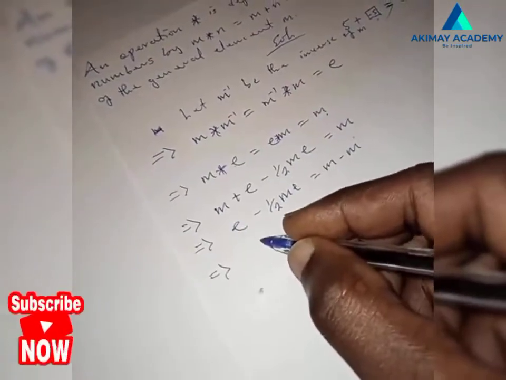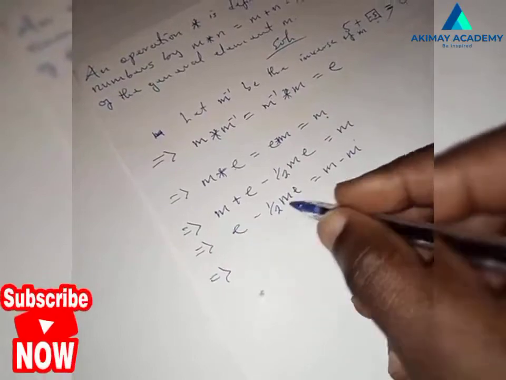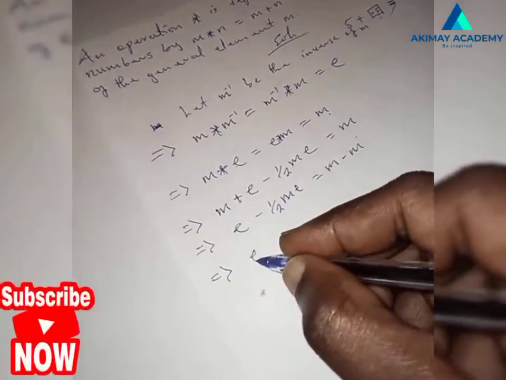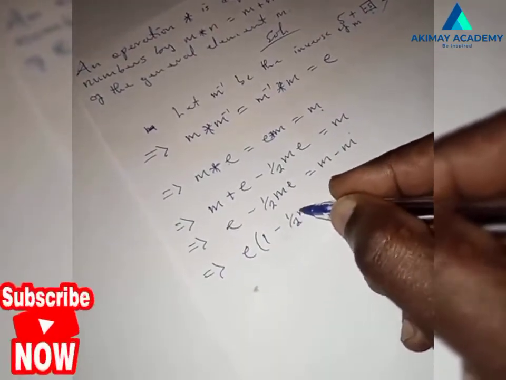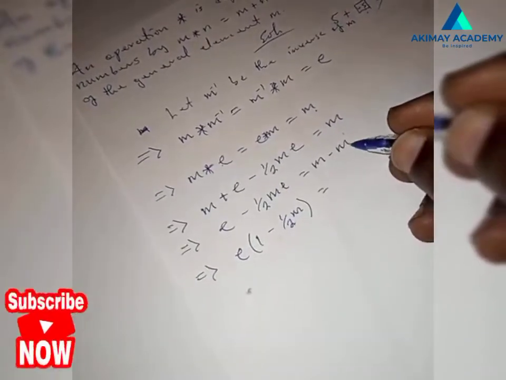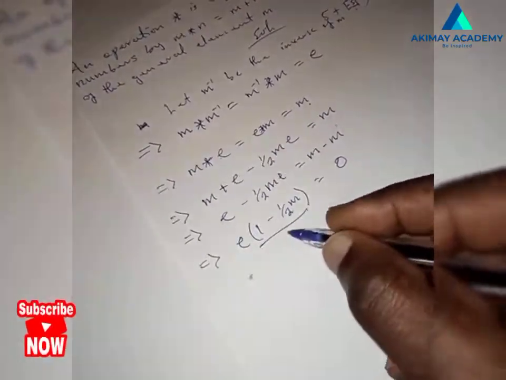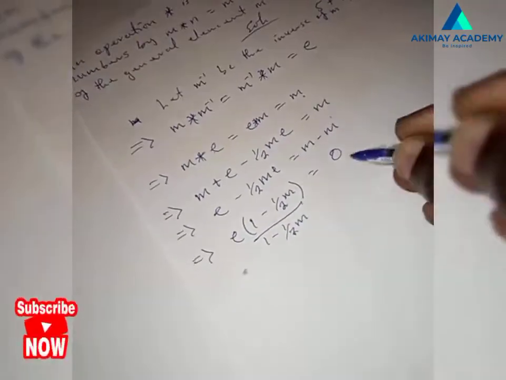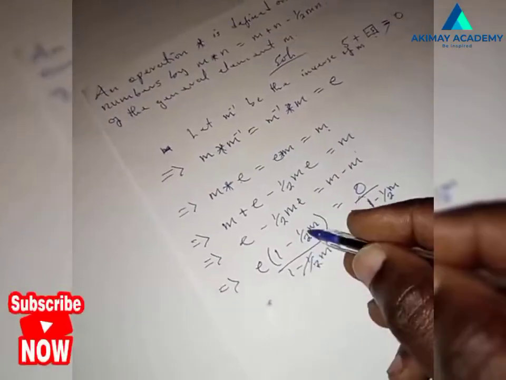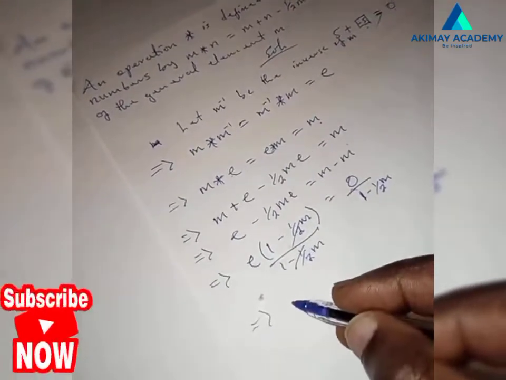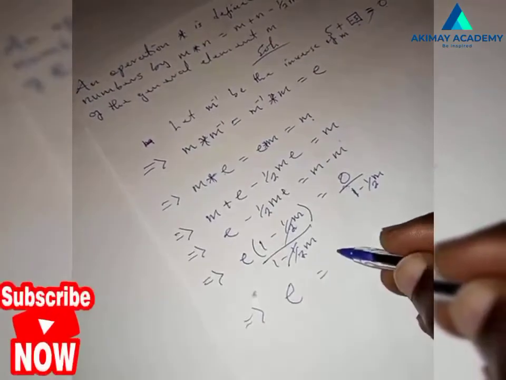Then we proceed to the next line. Because we have E here, and we have E also here, we factor E out. Then here we are left with 1 minus 1 over 2 M, equals M minus M, which gives us 0. So what do we do? We divide both sides by 1 minus half M, so this one will cancel this one off, and therefore our E, which is the identity element, is equal to 0. So the identity element under this system, which has been given to us, is 0.